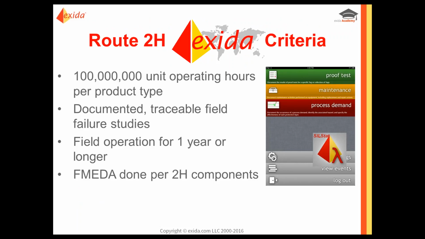After looking through the standard, you can see that there were some guidelines on how to do Route 2H, but there were some gray areas. There were a lot of things left out of the standard. So we have made our own criteria, and being a conservative company, we came up with conservative rules to make sure that we weren't doing something that could potentially put somebody into danger. So to meet the exida criteria, you have to meet all of the criteria of the standard along with 100 million operating hours per product type, documented traceable field failure studies, field operation for 1 year or longer, and a FMEDA done with 2H components.